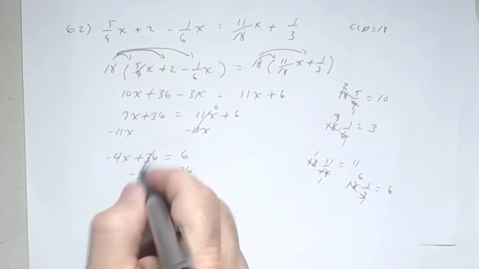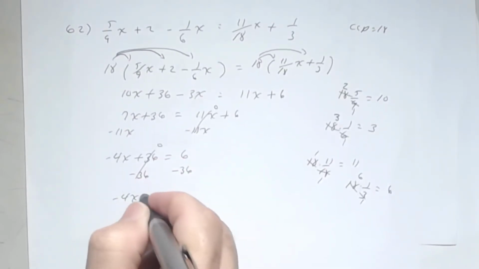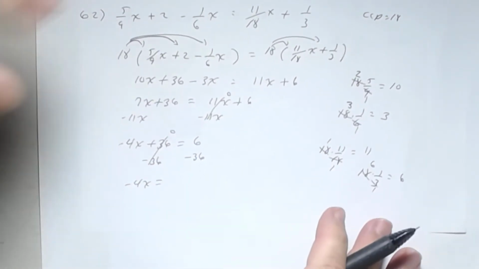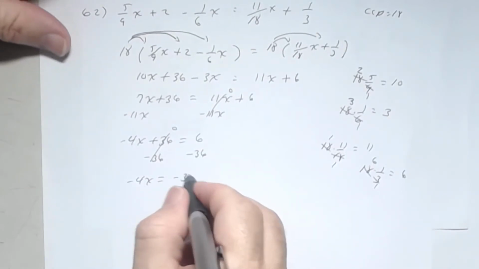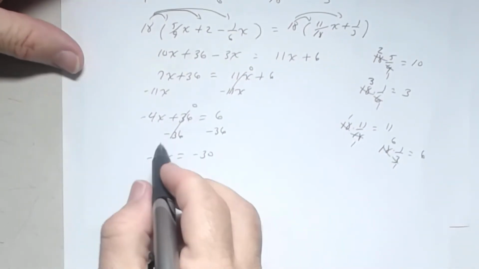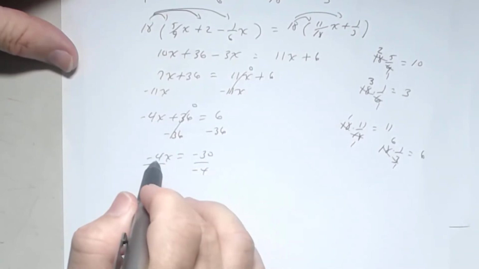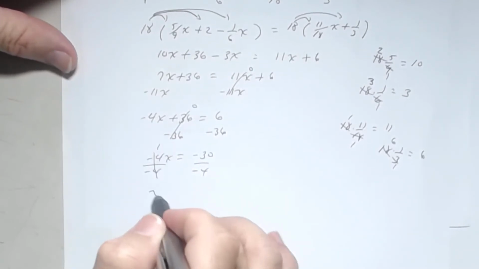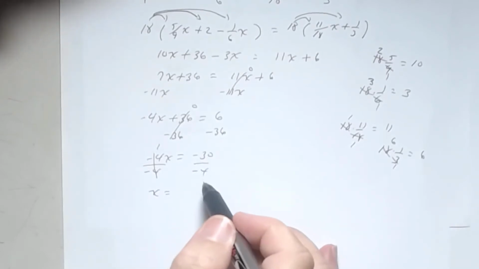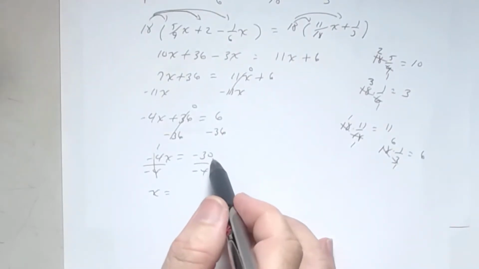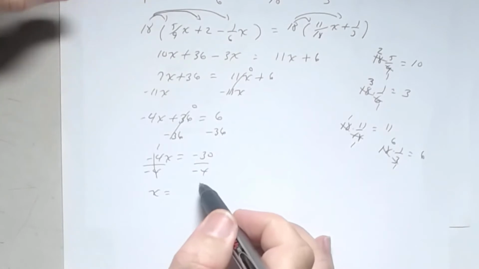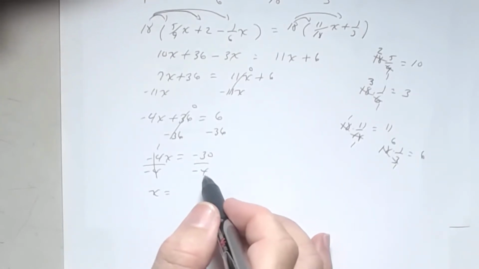And then combine like terms. So I get negative 4x equals negative 30. And then divide both sides by negative 4. All right, so negative 4 divided by negative 4 is 1. 1 times x is x. And remember, negative divided by negative is a positive. And then reduce, so 30/4 is what fraction?